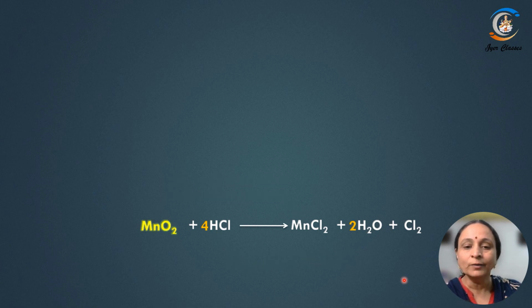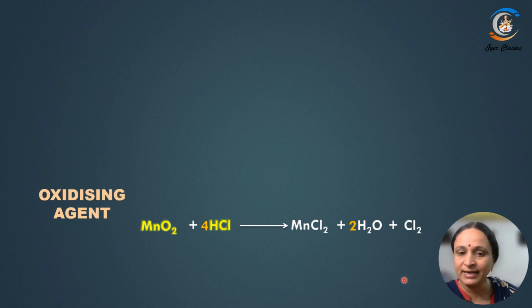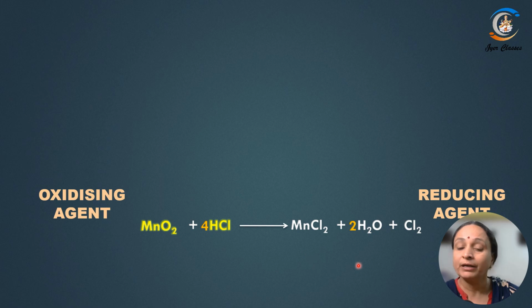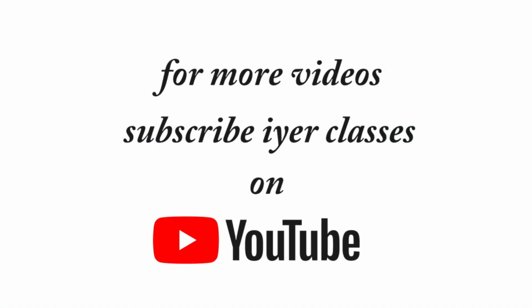Good. Now for others who have not understood, MnO2 is the oxidizing agent, which is giving the oxygen, and this hydrochloric acid is the reducing agent because it is taking the oxygen, right? So now this is another example of the redox reaction. Why? Because this oxidation and reduction is taking place simultaneously.